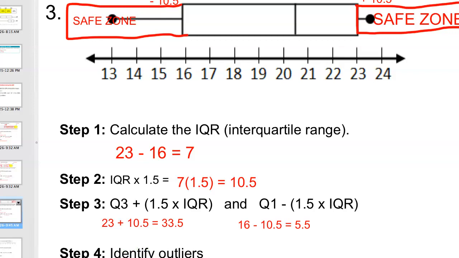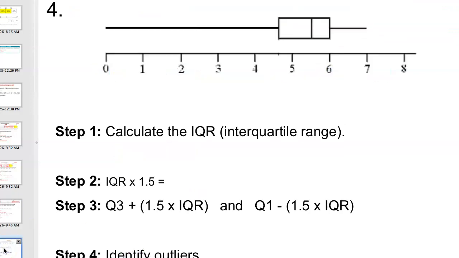That's perfect. All right, let's try another. Well, this one looks like there's a really low outlier. It just looks like it, right? This is a lot longer than the middle 50%, but we're going to calculate it mathematically.